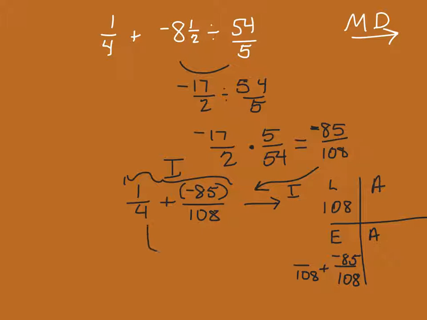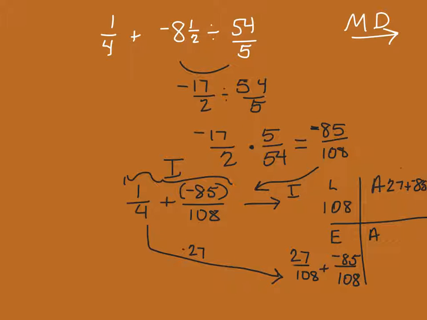So the only thing I do need to figure out is from here to here. How do I get from 4 to 108? We've already talked about this. We know that 4 goes into 100. How many times? 25. And 4 goes into 8. How many times? 2 times, and 25 plus 2 is 27. So 1 times 27, of course, is 27. So now I ignore my denominators, and I now have 27 plus negative 85.